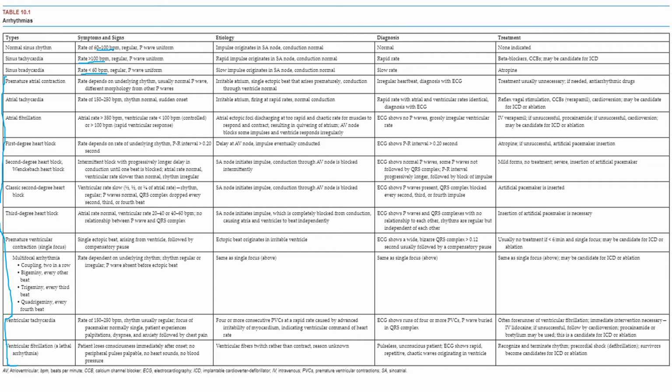The main highlights I want you to take away from this slide is understand what a normal sinus rhythm is, 60 to 100 beats per minute, and understand that anything over 100 beats per minute is sinus tachycardia, anything under 60 beats per minute is sinus bradycardia.